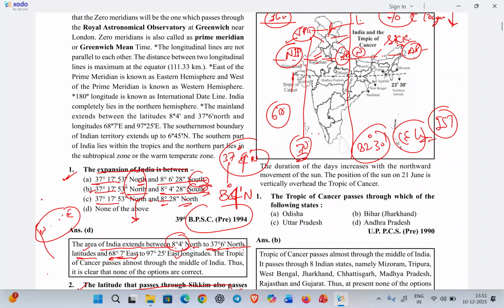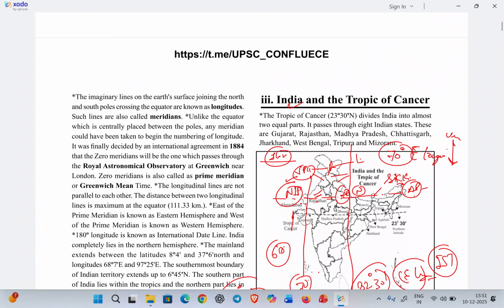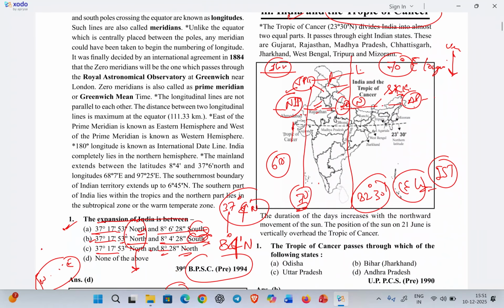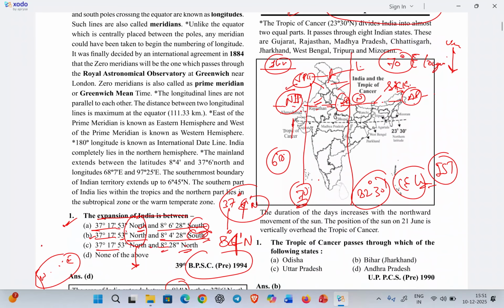Now we have the next topic, which is India and the topic of cancer. It's an important topic. We are going to cover this topic in the next lecture.